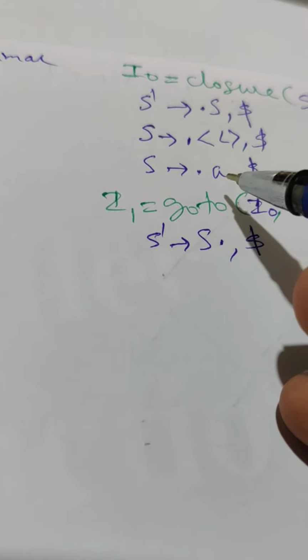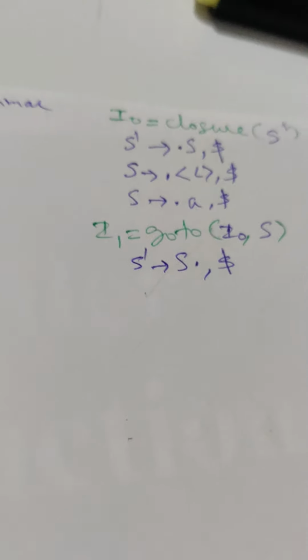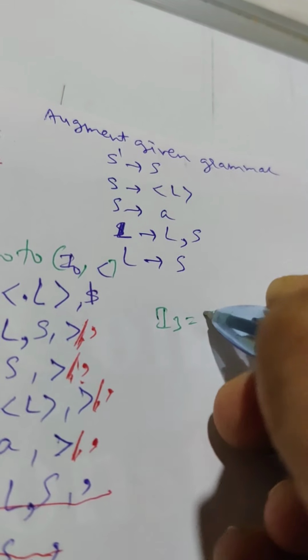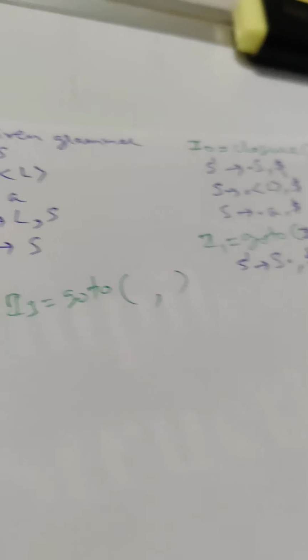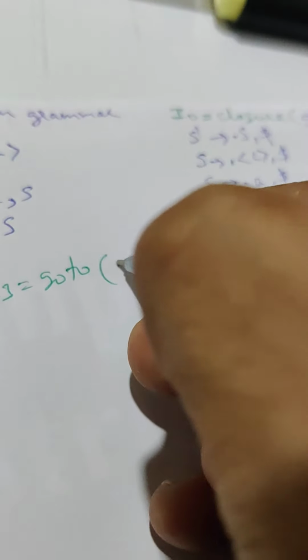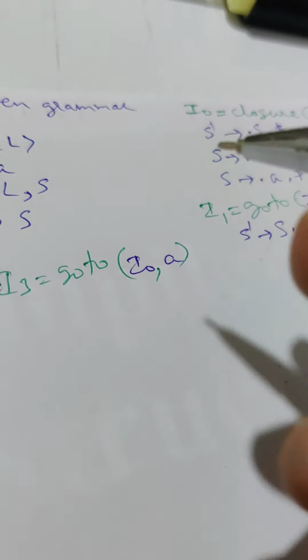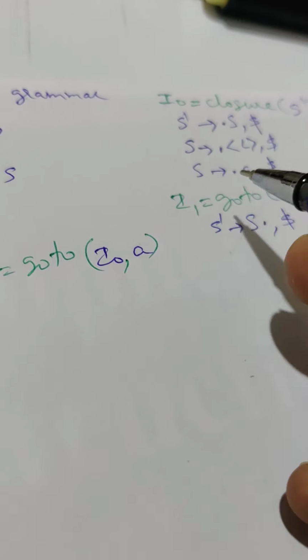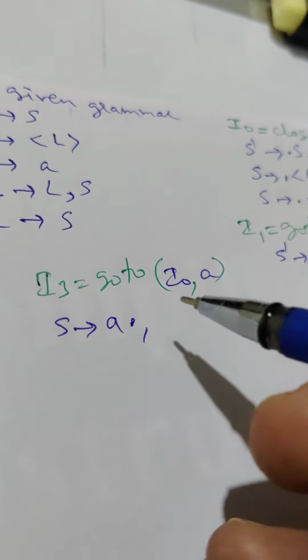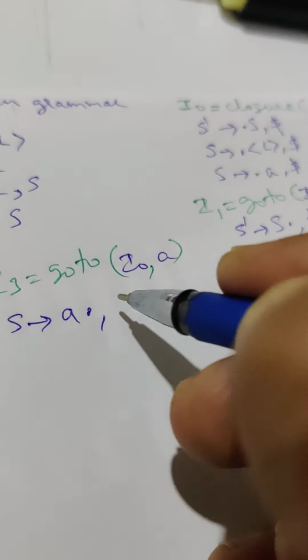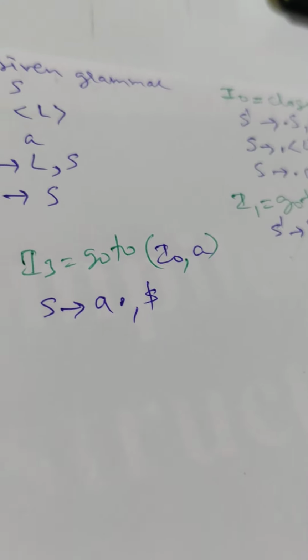Now let's take I0 comma a. So we have here goto of item number 3. So let's write here item number 3 is goto of I0 comma a. It's going to be simple. That is S goes to a dot comma dollar. So it's going to be S goes to a dot. That's a finish rule. And the lookahead you have to copy as it is. It's dollar. Okay, so this rule is finished.